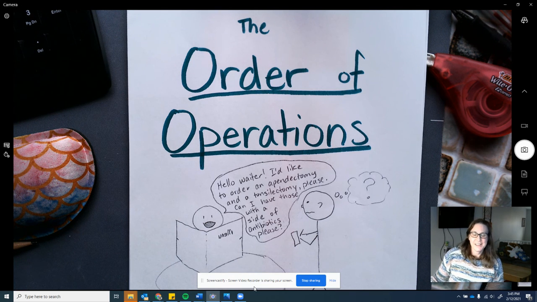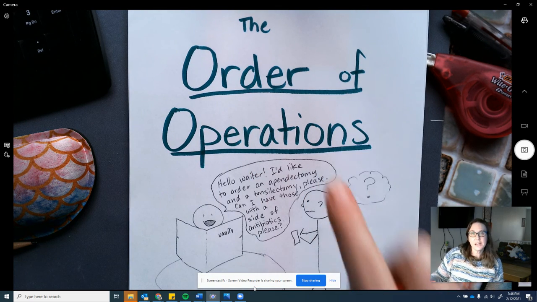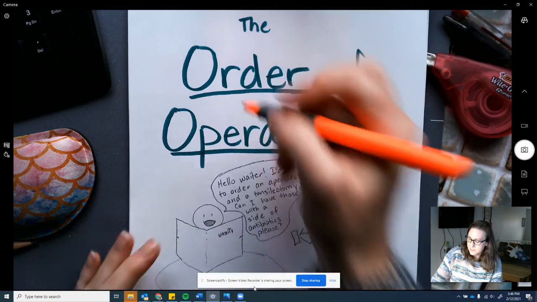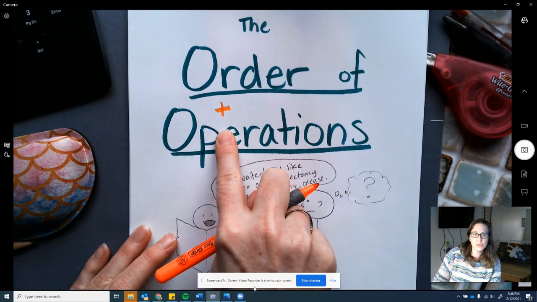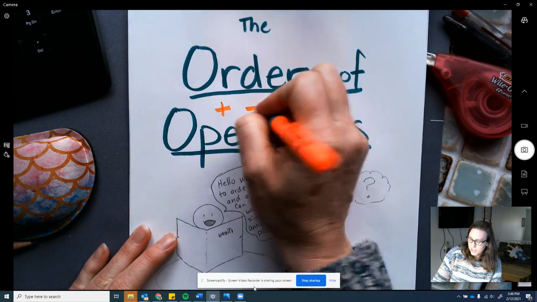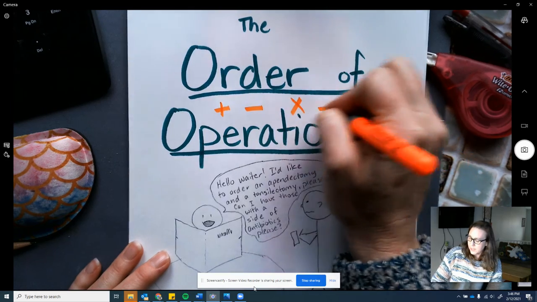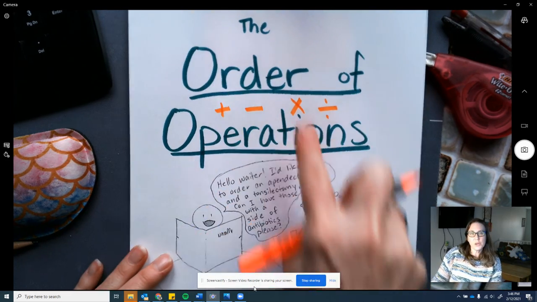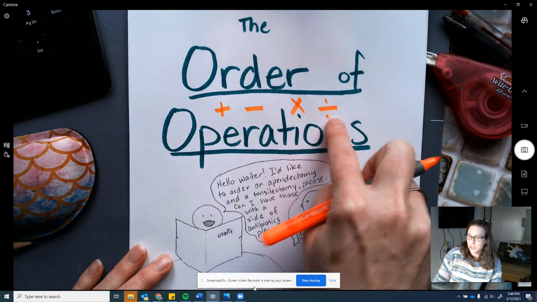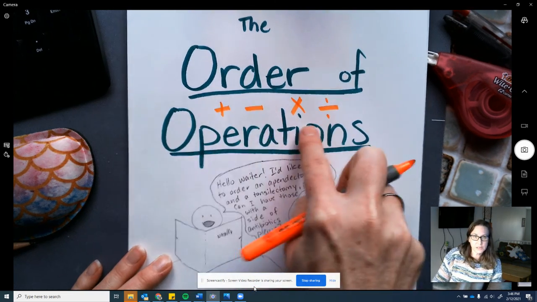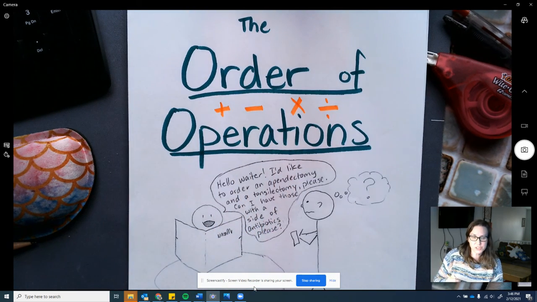All right. So, order of operations in math is talking about addition. That's an operation that you do in math. Subtraction is an operation that you conduct in math, multiplication, and division. So the order of operations in math refers to the order in which you do the adding first or subtracting first or multiplying first or division first.